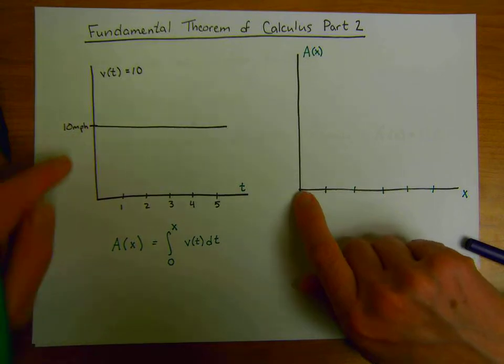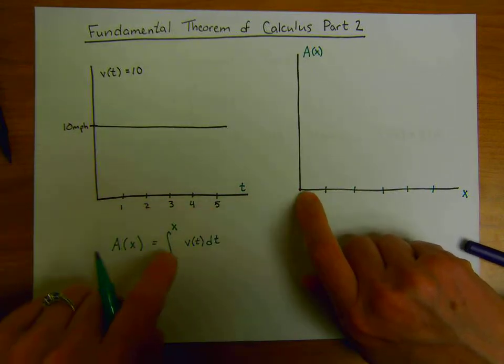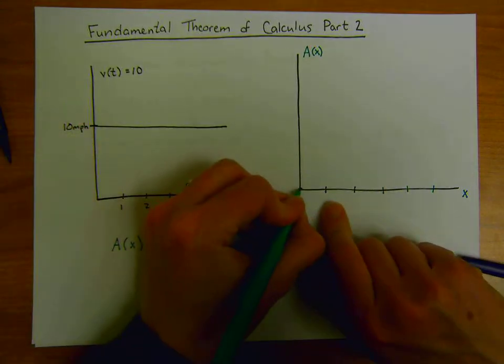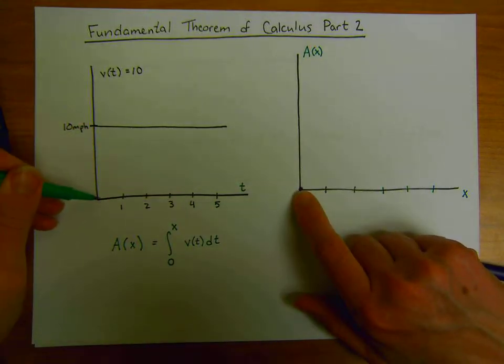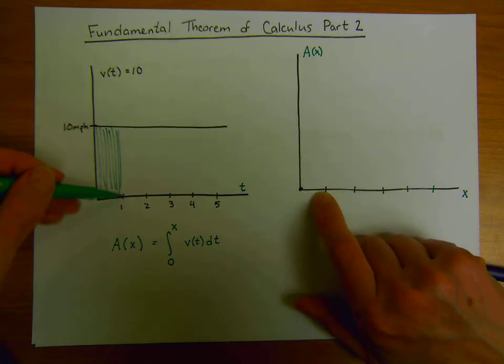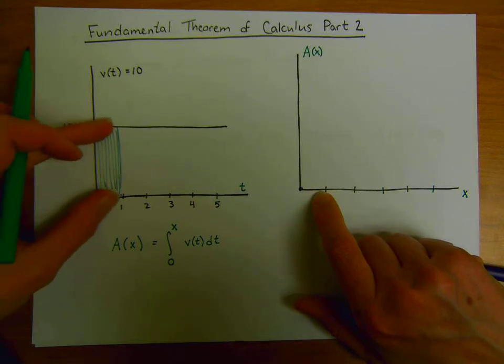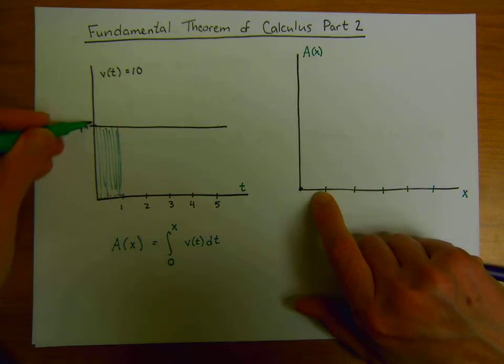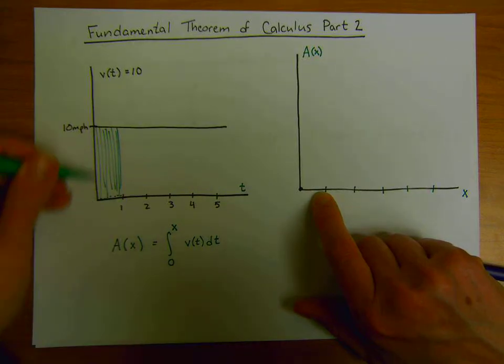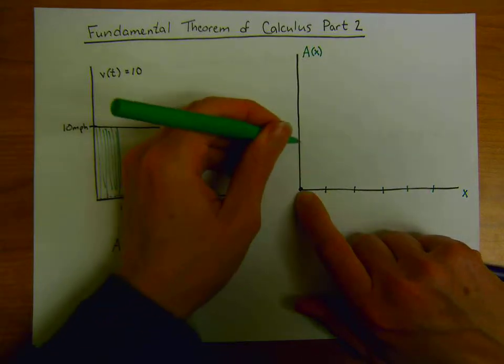Or dynamically, I can think of this, well, when x equals 0, I haven't accumulated any area, so I'm going to be down here at 0. And then marching along, when x equals 1, I will have accumulated all of this area, which in this case is 10 units worth. It's 1 hour at 10 miles per hour. It's going to be 10 miles.